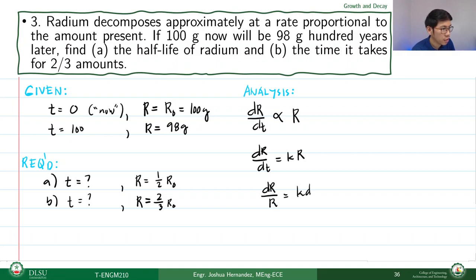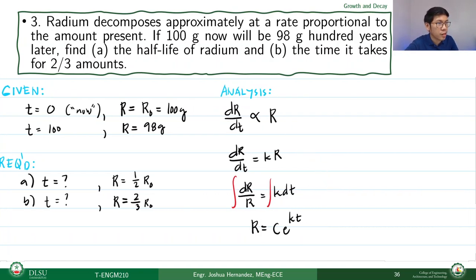So we have K dt. And now integrating both sides, we're gonna get ln R. Or shortcut na natin. Okay lang. R is equal to C e raised to K t. Okay? So that is our first working equation.